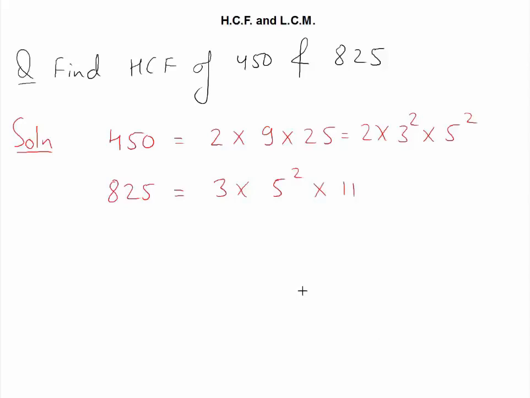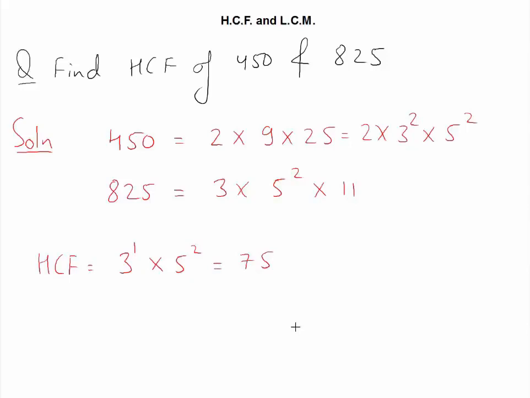So highest common factor means the common factors of the highest order. So if we see 2 is a factor here, but 2 is not a factor here. So in HCF, 2 will not be counted. Next is 3 square, and then this is 3. So this is a common factor. So highest common factor is 3 to the power 1. Similarly, 5 square and 5 square. So the highest common factor is 5 square. So HCF in this case is equals to 3 multiplied by 5 square, which is 75.